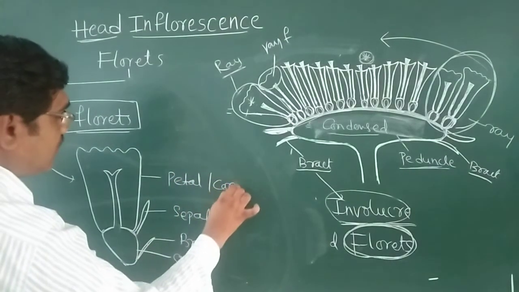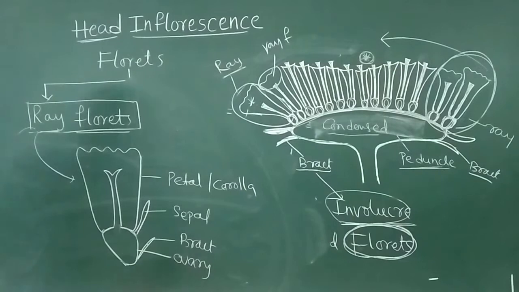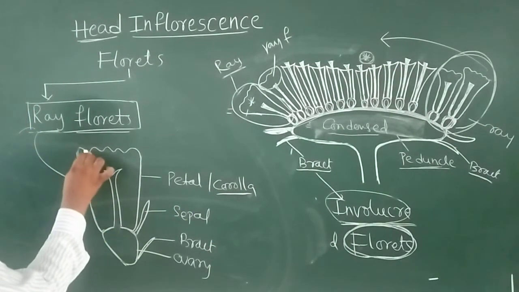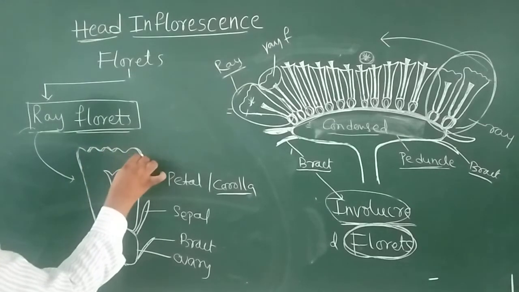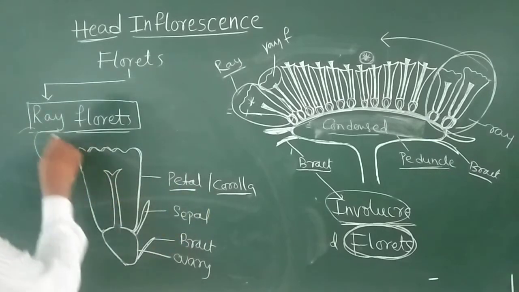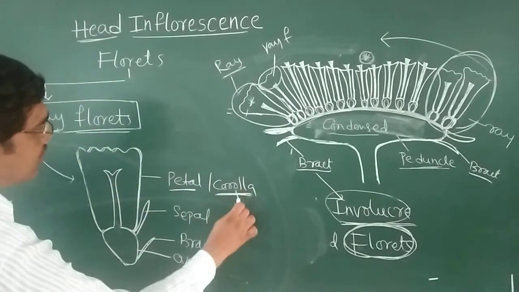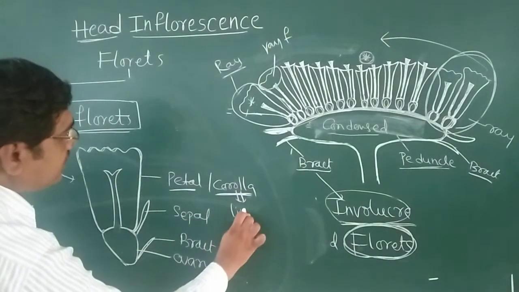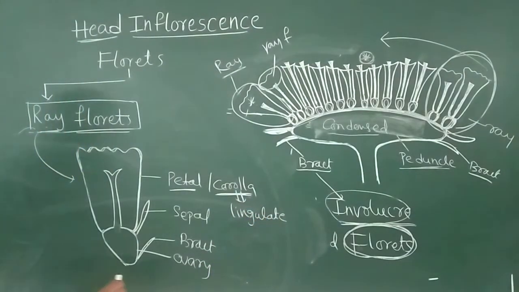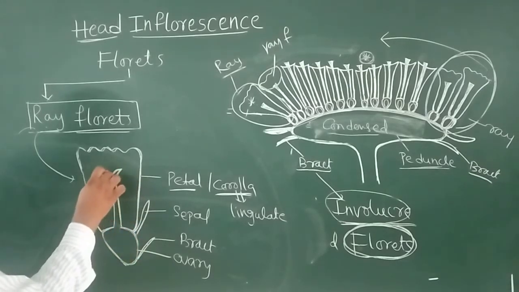Or corolla. This corolla is ligulate, like a tongue-like structure. This is the petal of the ray floret, this is the corolla. The corolla is ligulate, a tongue-like structure. Right. So next, in this ray floret only the female flower is there.